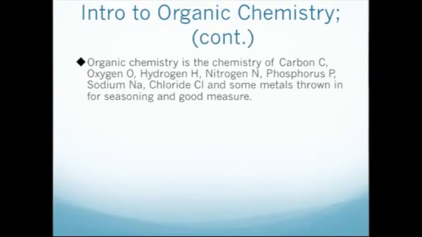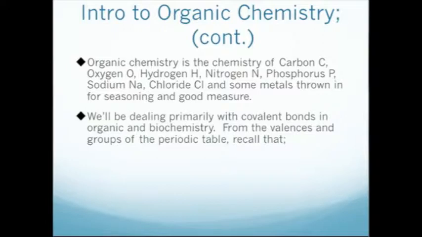Organic chemistry is the chemistry of carbon, C, oxygen, O, hydrogen, nitrogen, phosphorus, P, sodium, Na, chloride, Cl, and some metals thrown in for seasoning in good measure. We'll be dealing primarily with covalent bonds in organic chemistry.